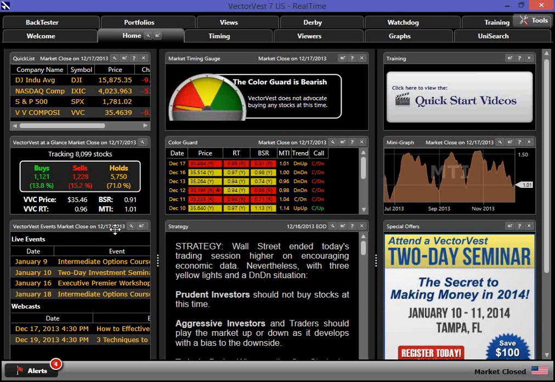They're all identified in this little VectorVest at a glance box. So here we're just getting some working definitions, and we're going to start with the VectorVest composite. This is our broad index of the market. We calculate the VectorVest composite price by calculating an indexed average price of all 8,099 stocks that are in the database. And the reason we're including all the stocks is because we want to know what the broad market is doing, not just a slice of 500 or 30, right, as a representative of the whole market.